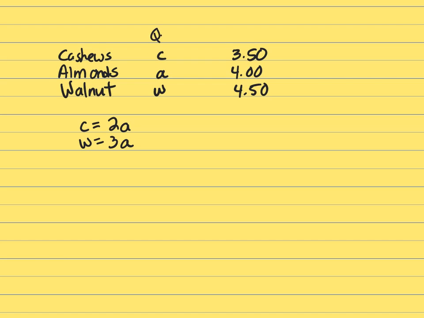So this is the quantity. If we take C, we take 3.5 times C, where 3.5 is how much it is per pound, and multiply it by however many pounds we have, plus $4 times A, plus 4.5 times W, that's our total cost. And we know our answer will be in terms of A. So what's another name for C? Another name for C is 2A.